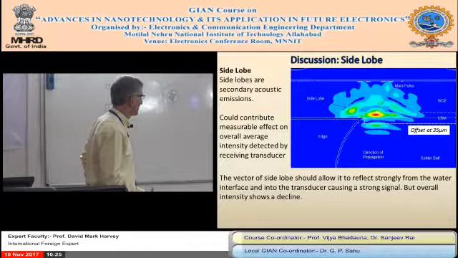So the side lobe should reflect strongly from the water interface back into the transducer, but it shows a decline there. You should expect that to be, say, green around there, for example.